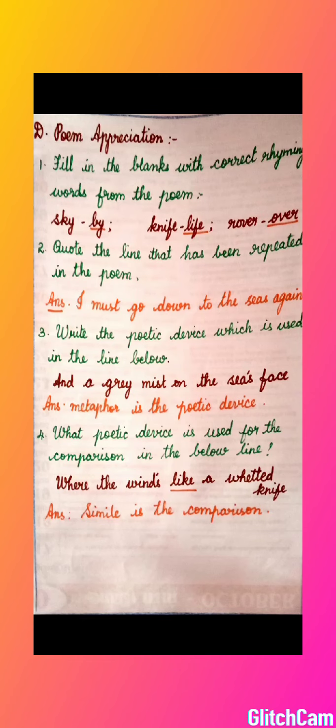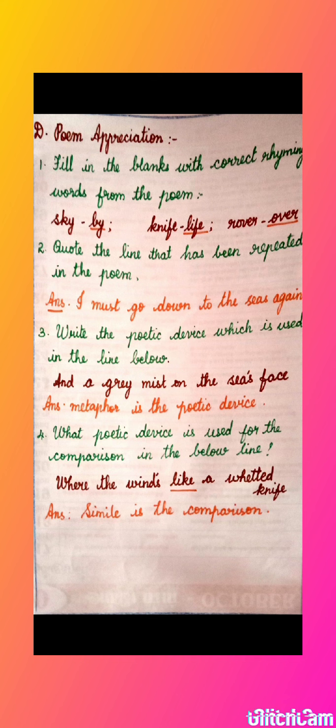The third question, write the poetic device which is used in the line below. And a grey mist on the sea's face. Answer, metaphor is the poetic device. I already explained to you that metaphor is also a comparison between the subject and the object. The two words are compared here, but you should not use as or like for comparison. So which are the two words compared here? A grey mist on the sea's face. These two are compared here.